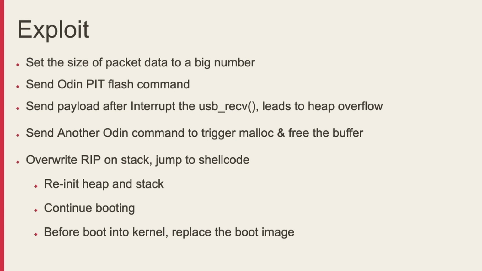So, this is our exploit step. First, we set the size of packet data to a big number. Second, we send an ordin pit flush command to trigger USB data receive. Third, we remove and reinsert the USB cable to trigger the second USB receive. This time, we overwrite the metadata of the heap chunk.